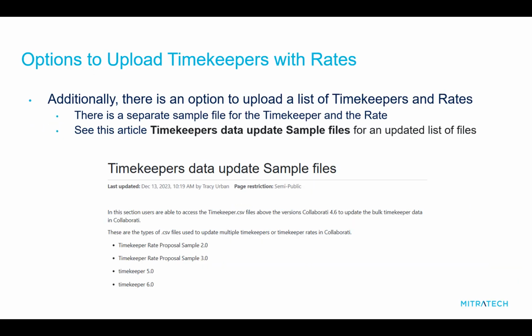Additionally, there's an option to upload a list of timekeepers and rates. There is a separate sample file for the timekeeper and the rate. This article, labeled Timekeepers Data Update Sample Files, has a list of the different types of files used. There are rate files, those are listed at the top, rate proposal sample 2 and rate proposal sample 3, and timekeeper files, which are below. That's the timekeeper 5, timekeeper 6 at this time.